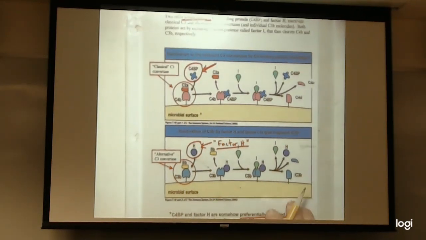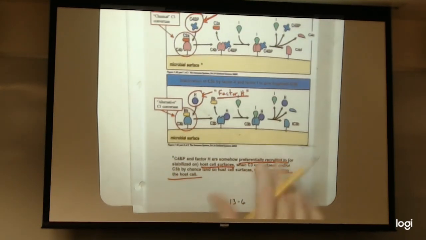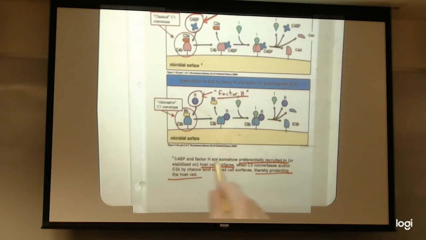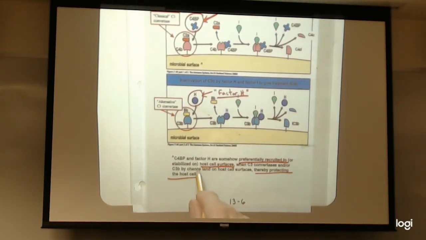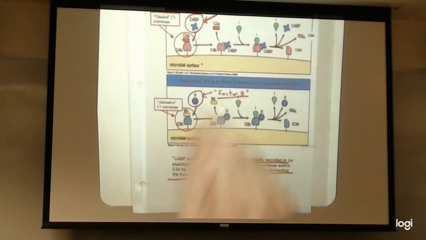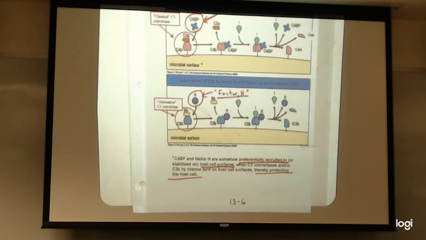Now it says here that these two proteins, C4 binding protein and factor H, are somehow preferentially recruited to or stabilized on host cell surfaces, whereas they're less effective or not acting on things on bacterial cell surfaces. So they're protecting the host cell. Very convenient.